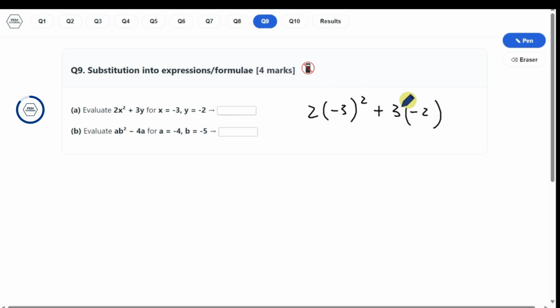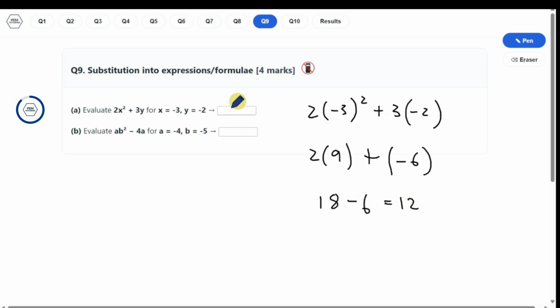And then we just evaluate this. We follow BIDMAS to evaluate this. First let's do the indices. So we have 2 times negative 3 squared. Negative 3 squared is 9. So we have 9 inside there. Plus 3 times negative 2, that is going to be negative 6. So 2 times 9 is 18. And plus and minus there, that's just going to be minus. And then 6. So 18 take away 6, that is going to be 12.